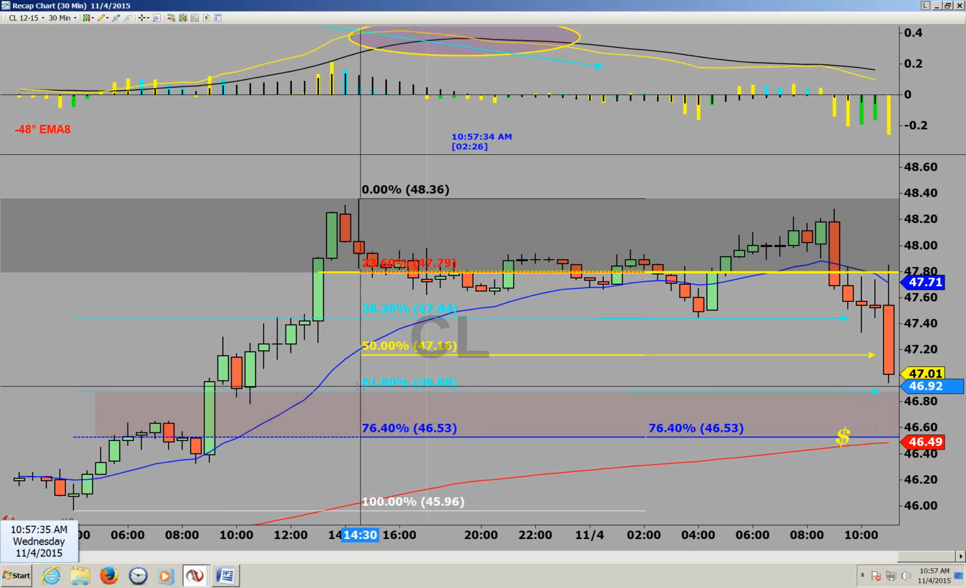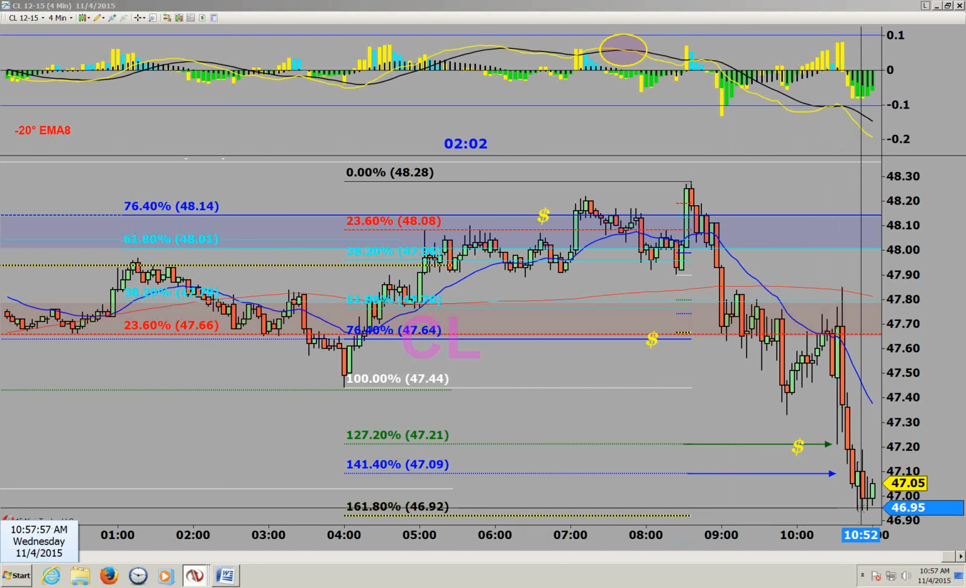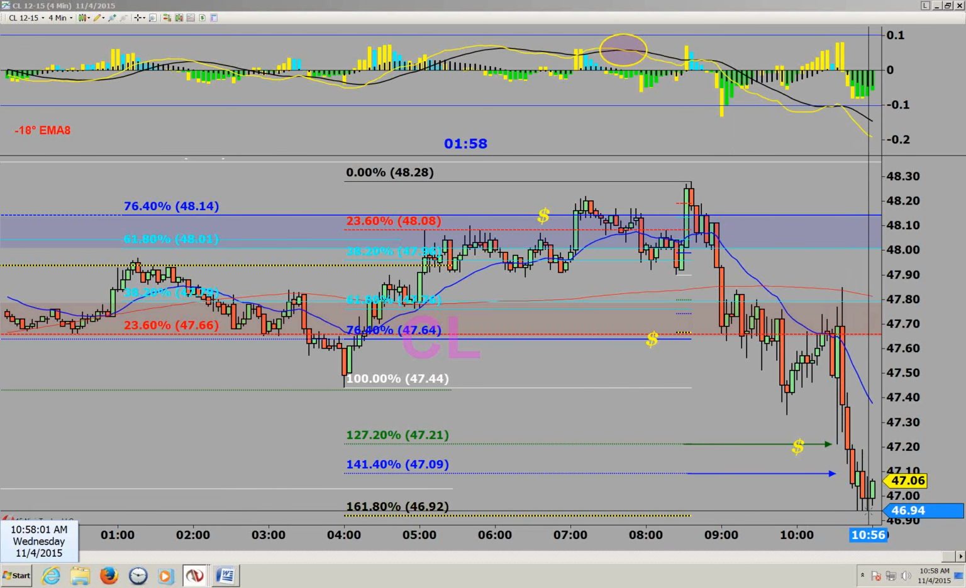We'll take a second and look at your 4-minute chart again. Now, you may not like a 4-minute chart. You may like a 3 or a 5-minute chart much better, and that's totally up to yourself. On the 4-minute chart, we're looking for 46.92. The market has come almost there and backed off a little bit, showing reasonable support here.